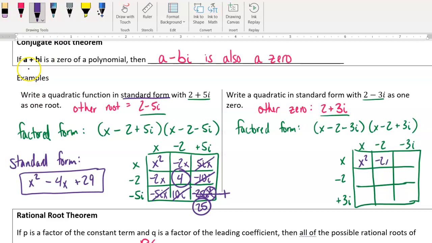So we get x squared minus 2x minus 3ix. We have minus 2x plus 4. And then here you should have had a positive 6i. Then bottom row, we'd have 3ix minus 6i, and then minus 9i squared, which i squared is negative 1, so negative 9 times negative 1 would really be a positive 9. So we want to make sure that we add those together. I like to circle those only because when I go to combine my like terms, I don't make a mistake and forget to add the 9, because you will lose points if that happens.